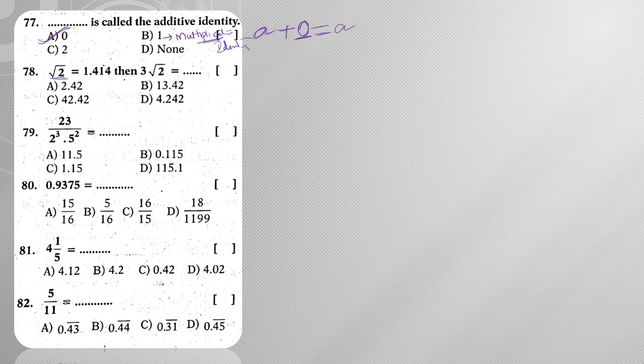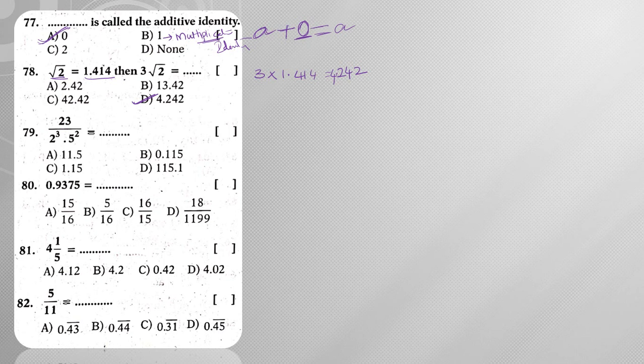Next, if root 2 is equal to 1.414, then what is the value of 3 root 2? So 3 root 2 means 3 into 1.414. So when you multiply, 4 3s are 12. So 1 is carried, 3 1s are 3 plus 1 4. 3 4s are 12 again. So 1 is carried. So 3 1s are 3, 4. So 4.242. So answer is option D.